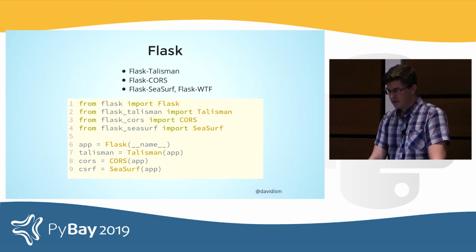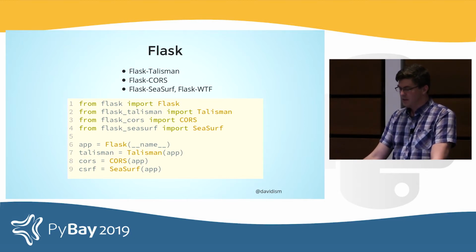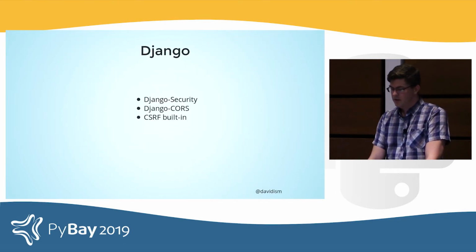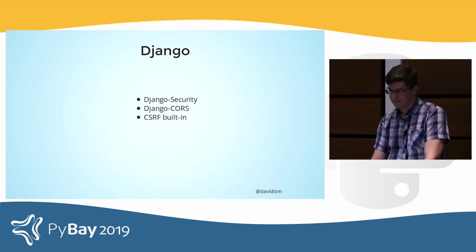Okay, so to review, if you're using Flask, use Talisman, CORS, and CSRF. When you use these extensions, they're going to provide global defaults for your application and allow customizing the behavior per endpoint. If you're using Django, there's Django security, Django CORS headers. The CSRF protection is built in because Django has forms built in.